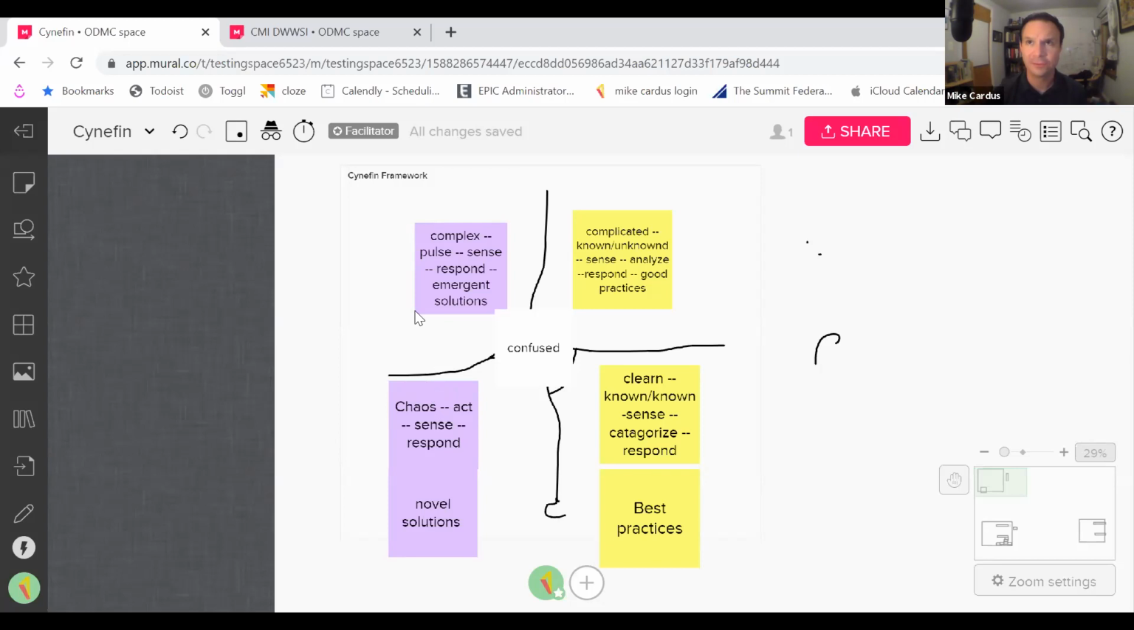Because in complexity, you're rolling out multiple safe-to-fail experiments across the organization to see how things pan out. And from that, you can begin to stabilize things. As you roll things out from complexity, you begin to understand the system, and the complex stuff then becomes complicated.